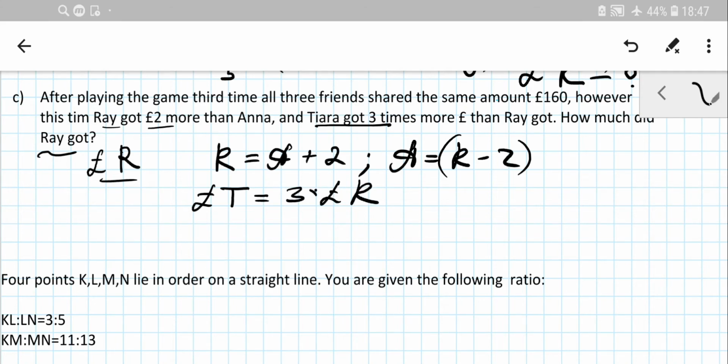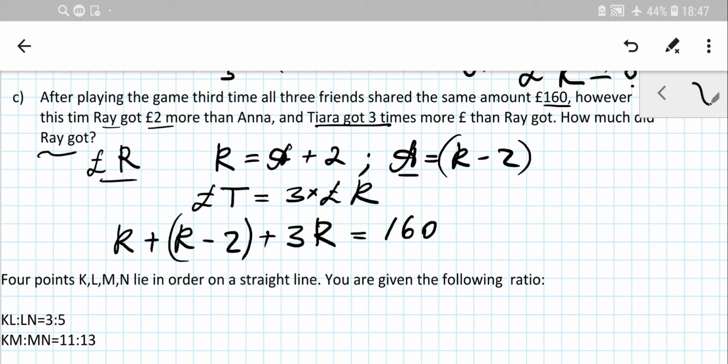Okay, we've got this. I always use pounds as the unit. So actually you are not required to write it, but it makes sense that you're expressing the money price, not the points in this case. Okay, so what if we add them up, all the rewards? You'll come to 160 in total. So you take R, then you add Anna's score, which is R minus 2. It's the same equation as in the first case. And instead of Tiara, you get 3R. So finally, you'll get 160 pounds.